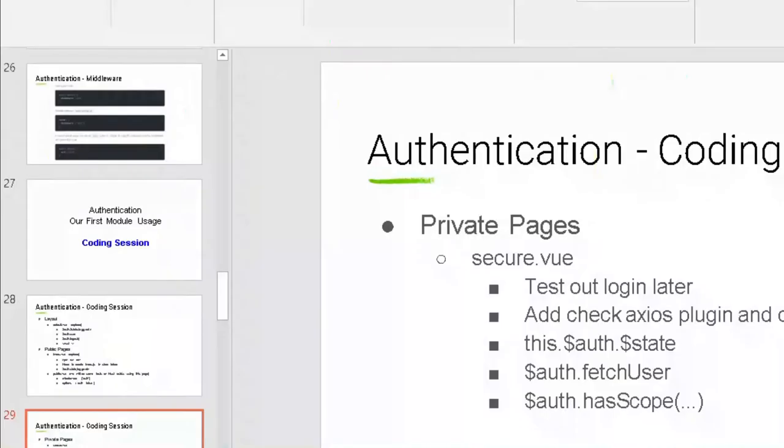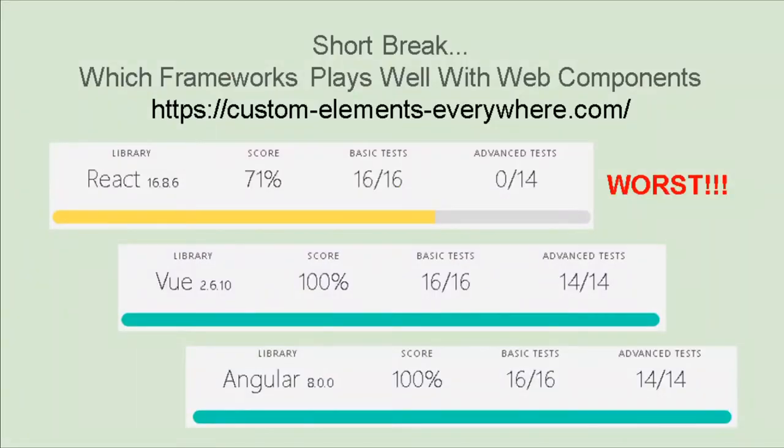So there's this thing called custom elements. It's a web standard for web components, one of the four pillars of web components. There's this website called customelementseverywhere.com, and it tells you how compatible it is. Vue and Angular are still there. You can look at all the other frameworks down there. React.js is really the worst, 70%, 71.